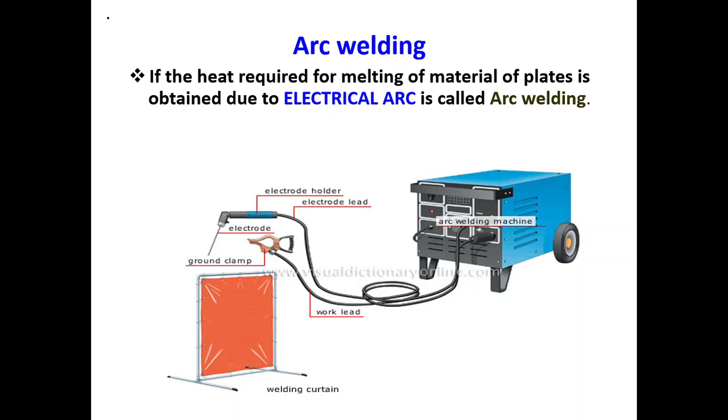AC machines are less expensive to purchase and operate, but are restricted to welding of ferrous metals. DC equipment can be used on all metals with good results and is generally noted for better arc control. So this is what we have about arc welding.